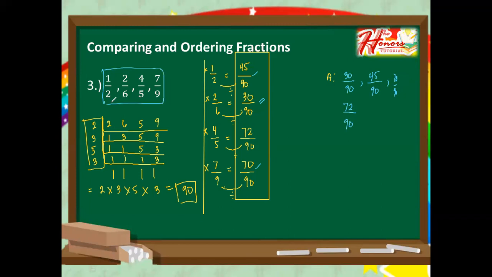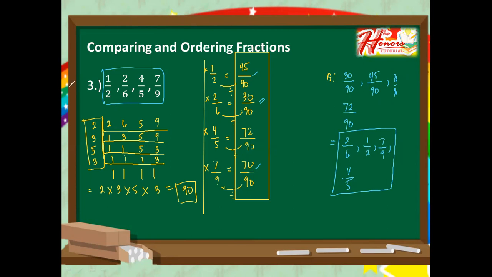So therefore, we have to write the exact value of it. So 30 over 90 is 2 over 6. So therefore, 2 over 6 first. 45 over 90 is 1/2. So we have here 1/2. After 1/2, we have here 70 over 90. That's 7 over 9. And 72 over 90 is 4 over 5. So therefore, for ascending order, this is our answer: 2/6, 1/2, 7/9, and 4/5.